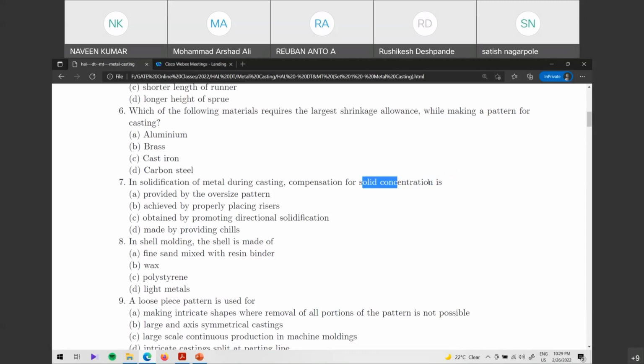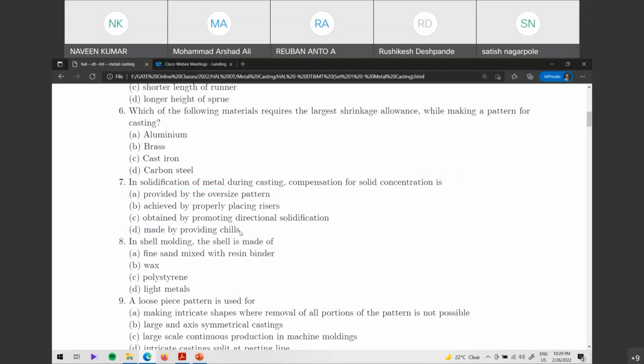For solid contraction, there is no point of riser at all. It is only by providing an oversized pattern. That's it. Risers are provided for solidification shrinkage and liquid shrinkage, not for solid contraction. Obtaining it by promoting directional solidification has no link to this question; the option is irrelevant.